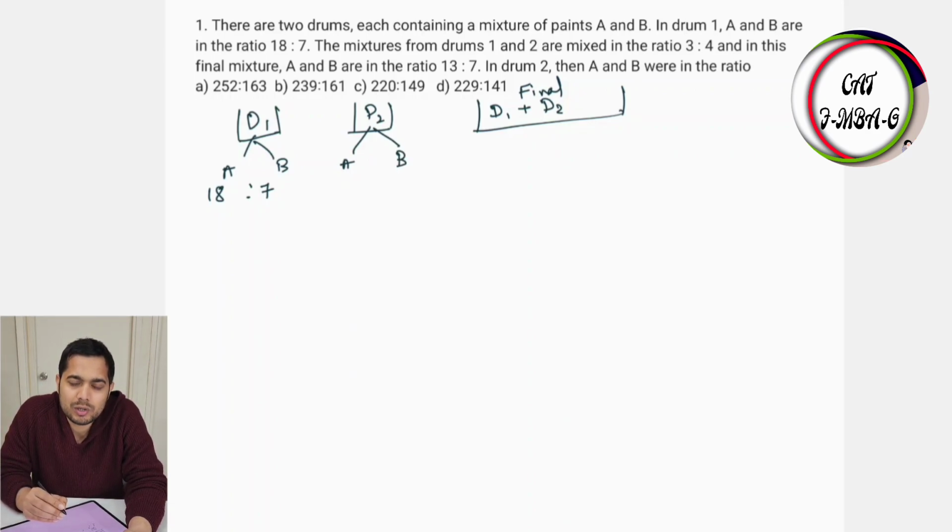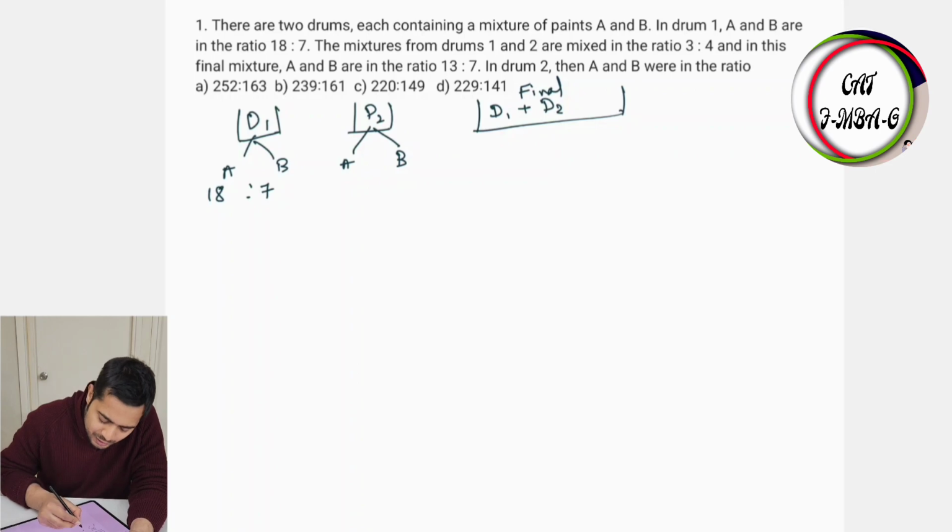So in these kind of questions, always assume the ratio is M:1. You can assume X is to Y, but that way you are introducing two variables. So the question will be lengthy. The solution will be lengthy. So let us assume the ratio of A is to B in drum 2 is M:1.